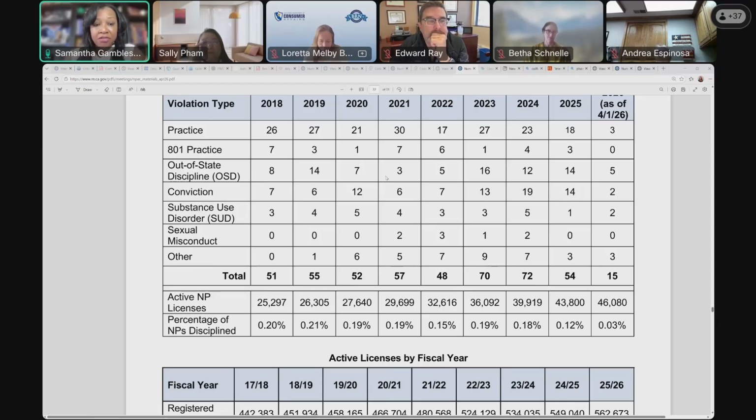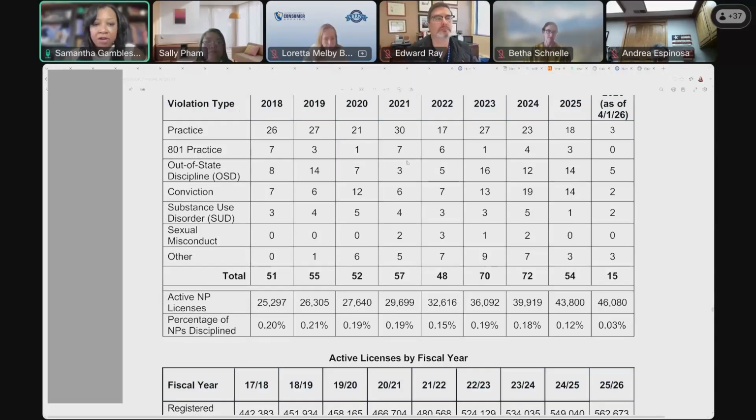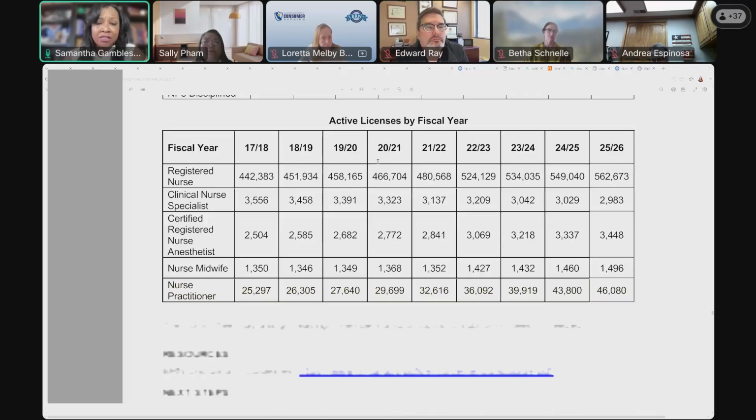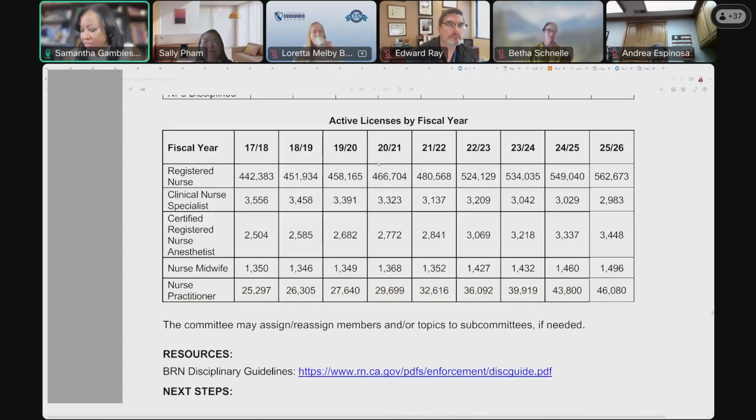I think the other thing is, if we want to scroll down, my colleague already talked about this, the amount of monitoring that's actually happening as it relates to the active licenses per year. And we're literally talking about less than 4,000 nurse practitioners when you're thinking that we have 46,000 nurse practitioners in the state right now.